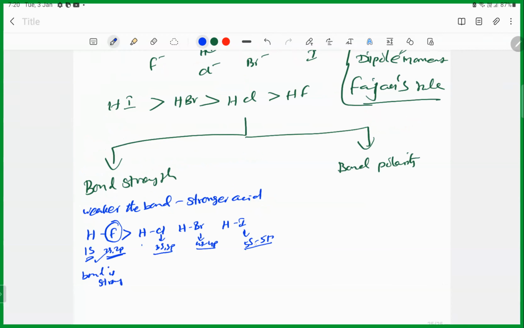Here it is weak because of the smaller 1s orbital and the larger 5s and 5p orbitals. So the effective overlapping will be less, so it will be the weaker bond. When it is weaker, it can readily release the H+ ion easily. That's why it's a strong acid. So bond strength is inversely proportional to acid character.